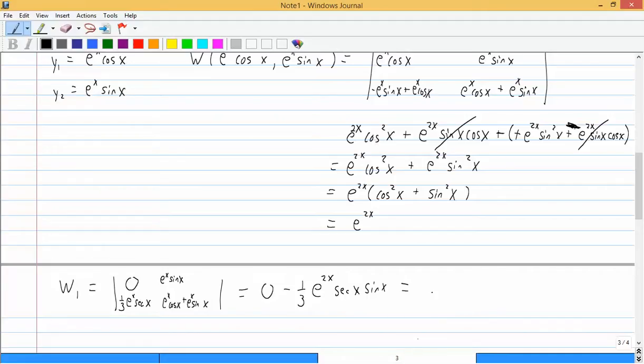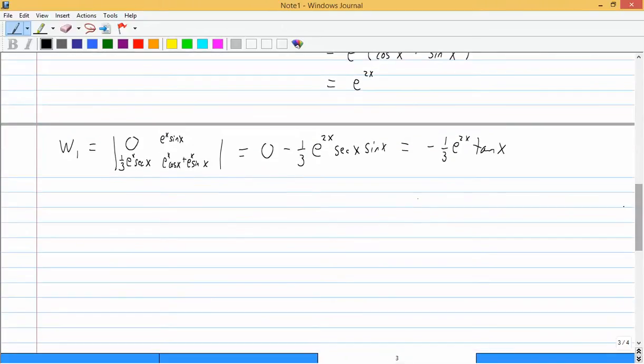Alright, secant is 1 over cosine. Right? Secant is 1 over cosine. So that's sine over cosine. So that's negative 1/3 e to the 2x tangent x, since secant is 1 over cosine, and sine over cosine is tangent. That's our Wronskian sub 1, is what I usually call that.